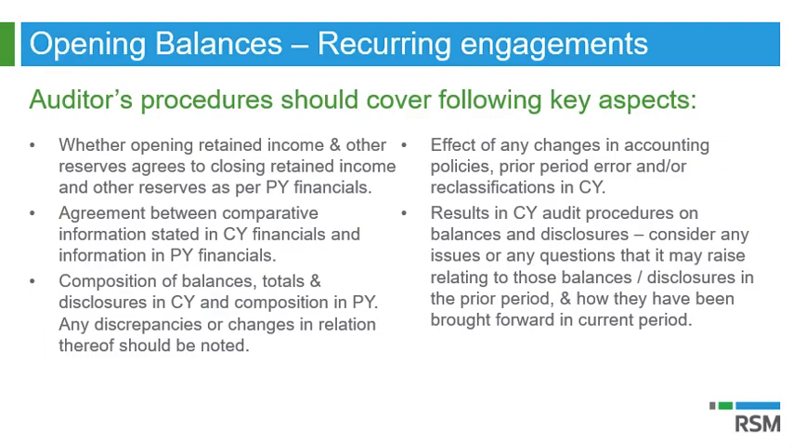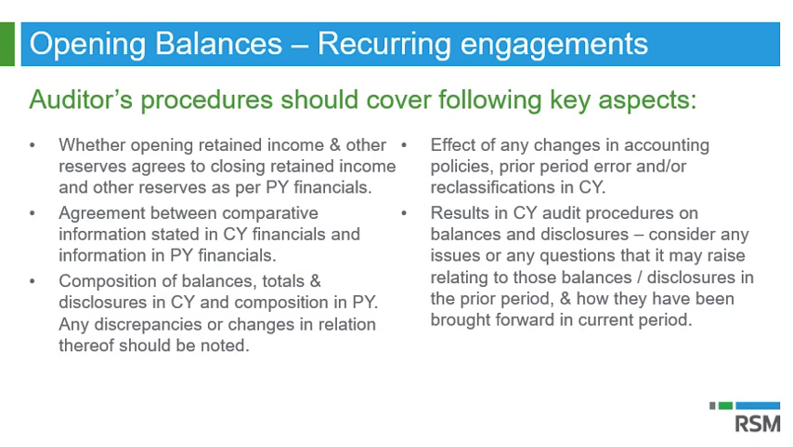For additional practical context, it would be prudent to ensure that the auditor's procedures relating to opening balances at least cover the following key aspects, subject to a proper risk assessment and risk response, as discussed previously. Whether opening retained income and other reserves in the general ledger agrees to closing retained income and other reserves as per the prior period's financial statements. Agreement between the comparative information as included in the current period's financial statements and the information in the prior period's financial statements. Also, refer to the auditor's responsibilities with respect to comparative information in ISA 710.